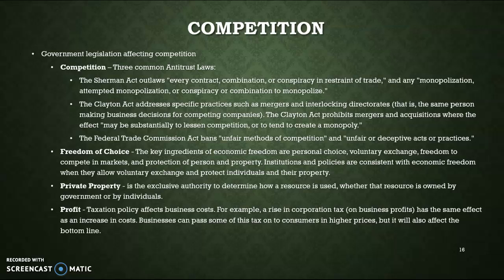We're not having the veil thrown over our eyes and we're not seeing things through rose-colored glasses because we only see what the company wants us to see. The FTC does make sure that those things are out in the open for everybody to see. Then, of course, we have freedom of choice. We have private property, and then your profit. So profit, of course, is what we have after everything has been paid for, and this is what we've made as a whole.